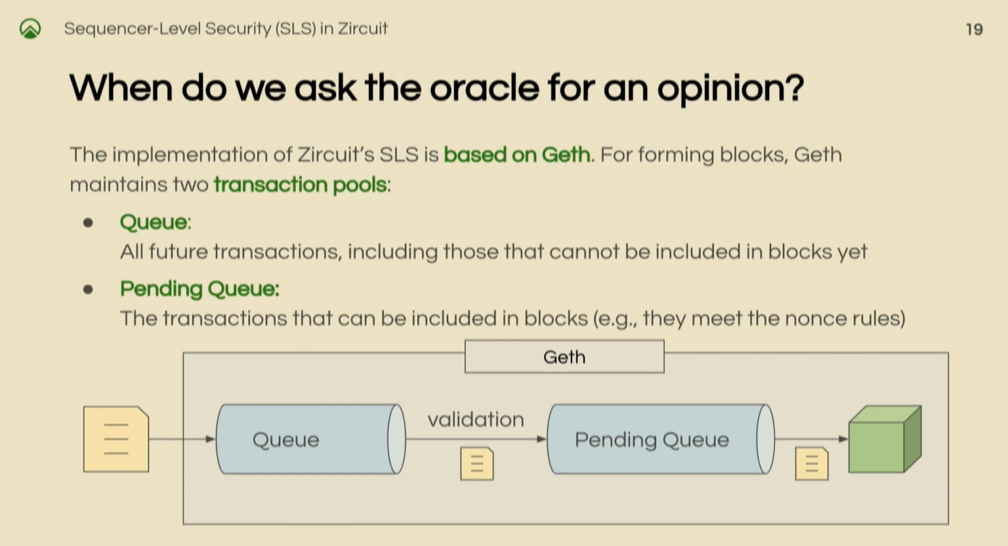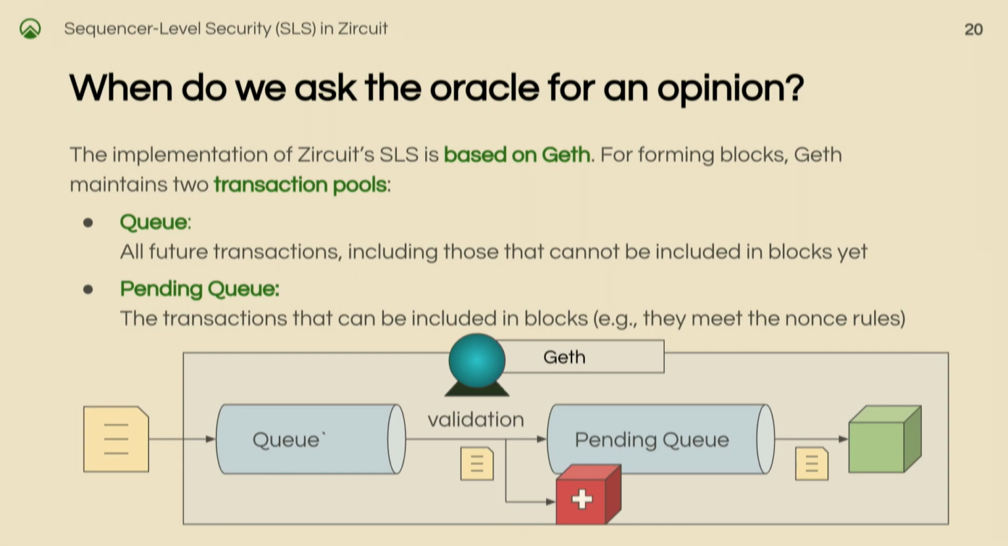So when we ask what is a quarantine, we need to understand when we actually query the oracle and where the quarantine sits in the system. And it's between the queue and the pending queue. So on top of the regular validations, whether this transaction is ready for inclusion in the block, our system also asks at this point the oracle, hey, is this transaction okay on top of being ready to be included in the block?